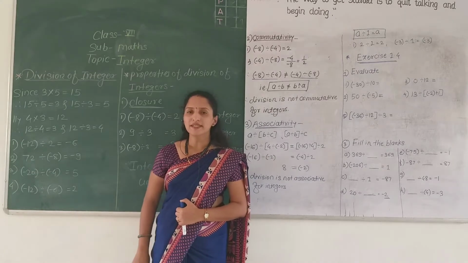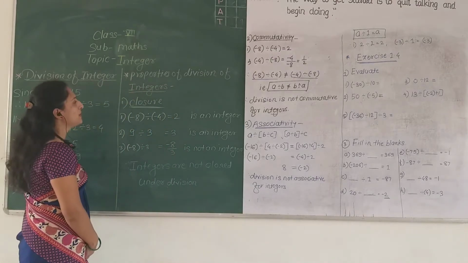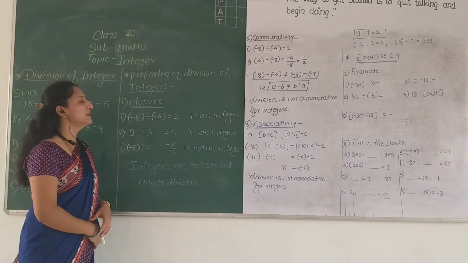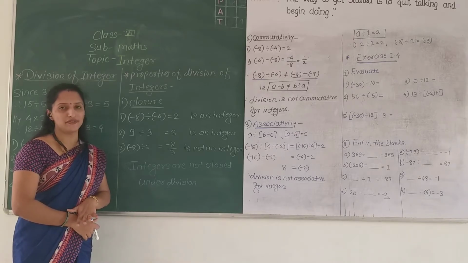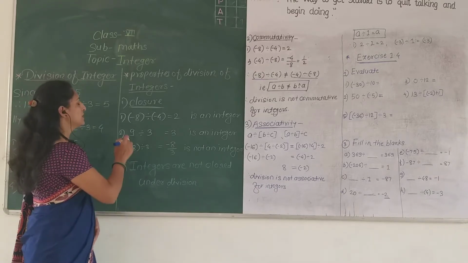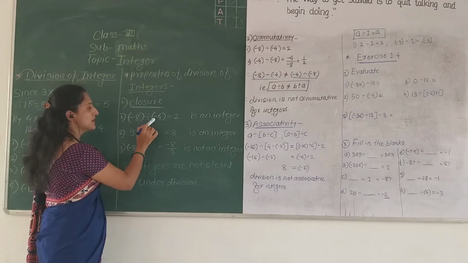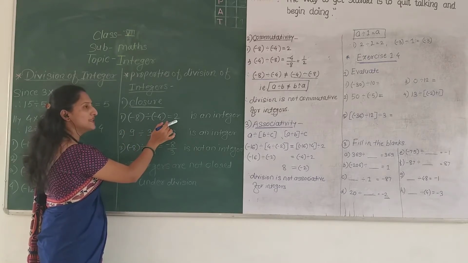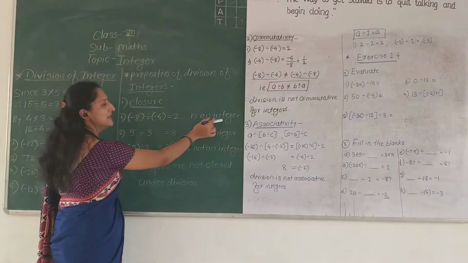Now let us discuss some properties of division. The first property of division is the closure property. Do you remember we have discussed the closure property for multiplication of integers? Multiplication is closed under integers. Now let us check the closure property for division. Here negative 8 divided by negative 4. Negative 8 and negative 4 both are integers. Whenever we divide negative 8 by negative 4, we get the answer 2. Why is it 2? Since both the integers are negative, the answer is positive, and 2 is an integer.